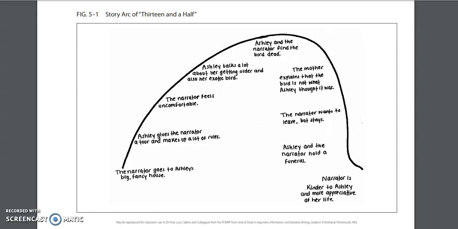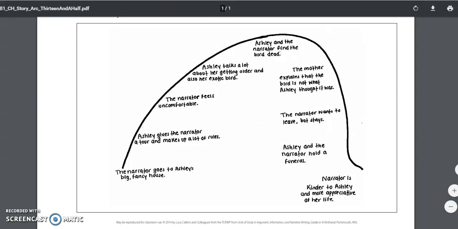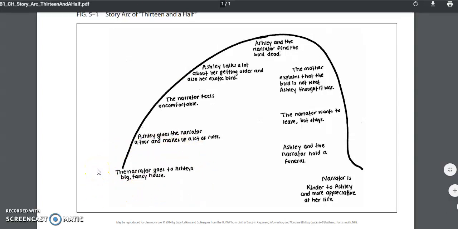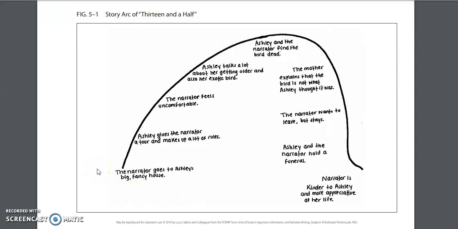As you can see, it's an arc, just like the plot mountain. At the beginning on the left, right here, we have the narrator, the main character. The narrator goes to Ashley's big fancy house. Remember, she was huffing and puffing up the stairs. Next is an event where Ashley gives the narrator a tour and makes up a lot of rules. And we see the narrator starting to get more and more uncomfortable. This is why it's part of the rising action, because it's building tension in the story.